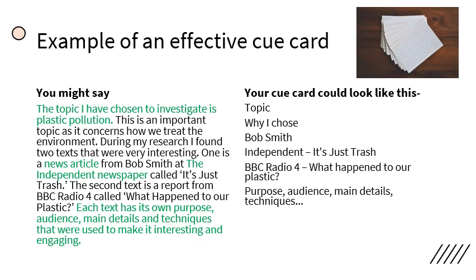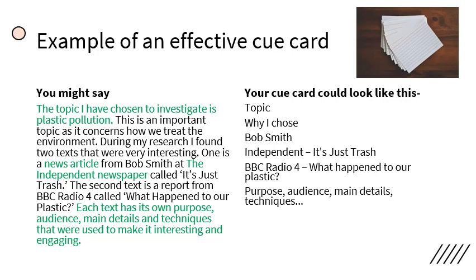However, you wouldn't want to have all of this written on a cue card, and you wouldn't need it either. Your cue card could look like this. Topic: why I chose. Bob Smith. Independent, It's Just Trash. BBC Radio 4, What Happened to Our Plastic? Purpose, audience, main details, techniques. This means that you can glance down at your cue card. For example, you don't need to write your topic on the cue card. You're going to know what your topic is and be able to say that out loud. You can also say why you chose it without having to read something word for word.